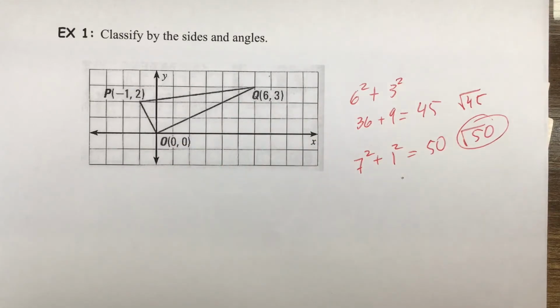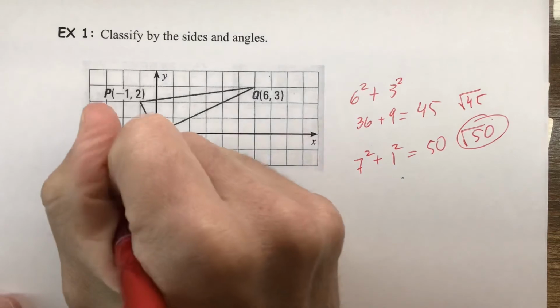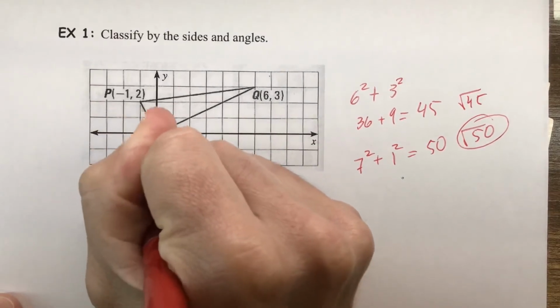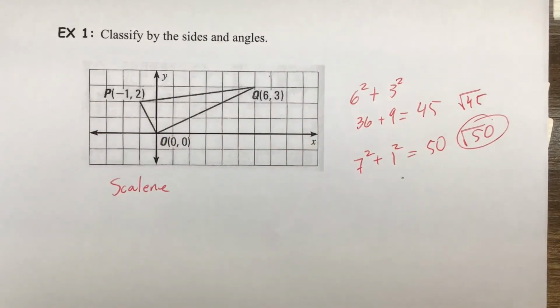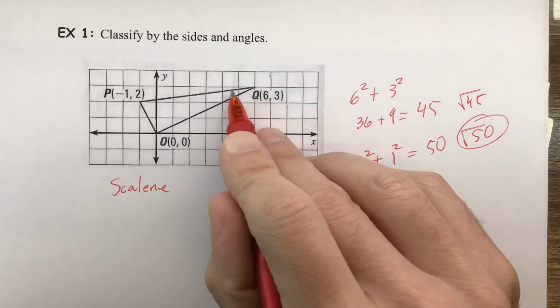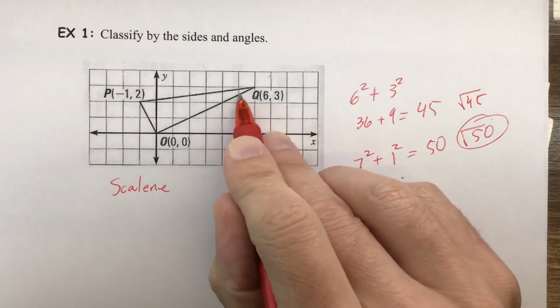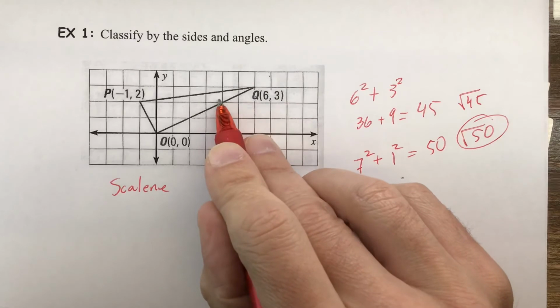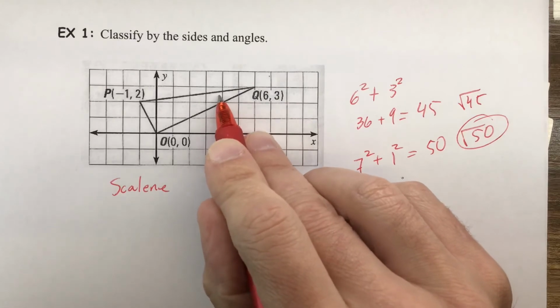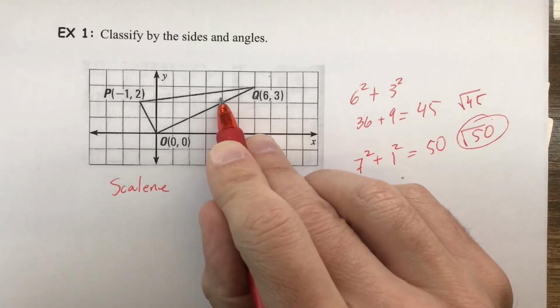Therefore, the type of triangle that we have based on side lengths would be scalene. We'd have a scalene triangle. All right, to classify this by the angle measures, we need to think about what the sizes of the angles are. If we look at this angle over here at Q, we can tell that one is clearly smaller than the other ones, and it's definitely an acute angle measurement.